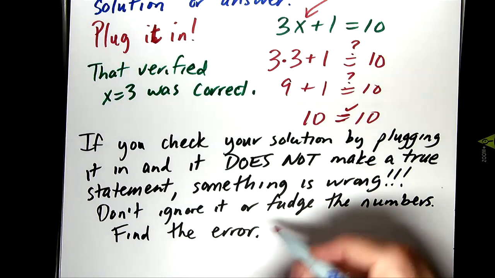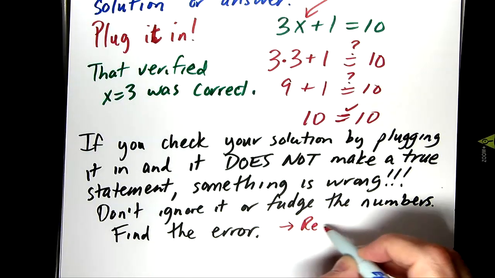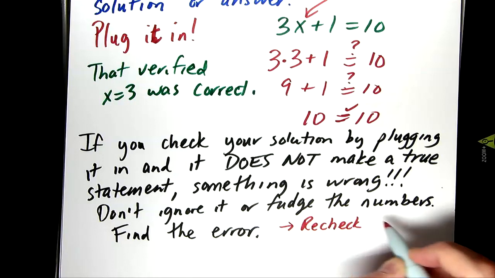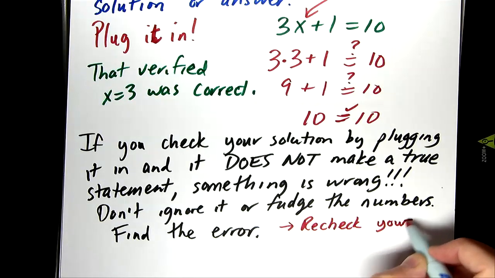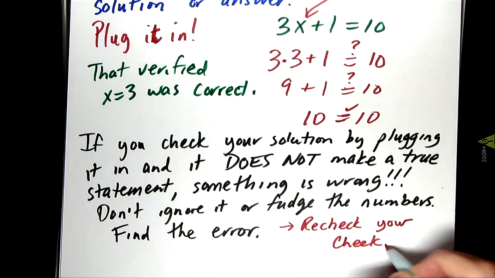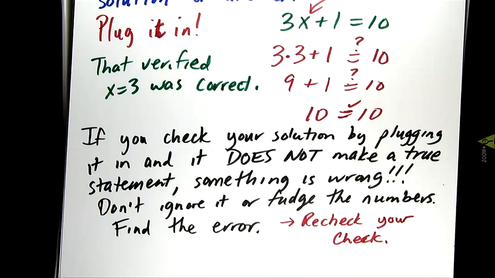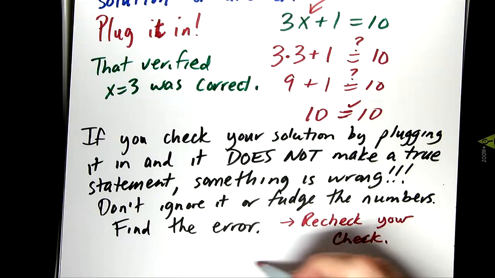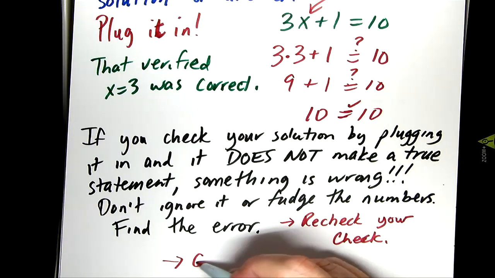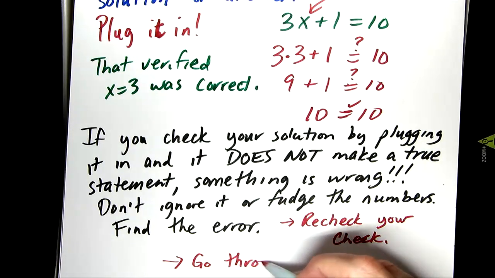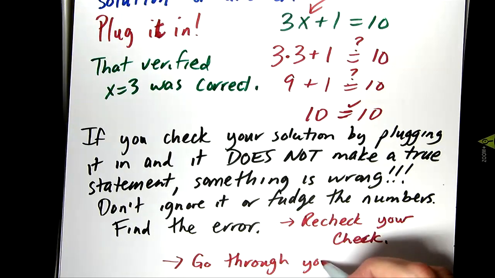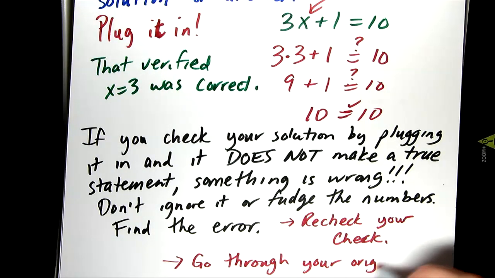First thing you should probably do is recheck your check. Make sure you didn't do any math wrong there. And if you're still getting the same thing, then go through your original work and see what went wrong.